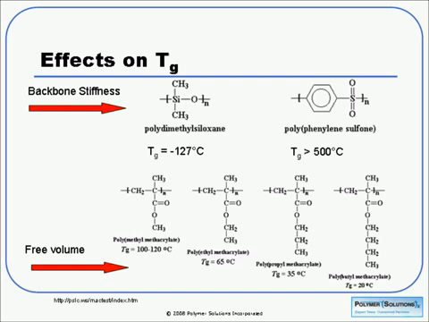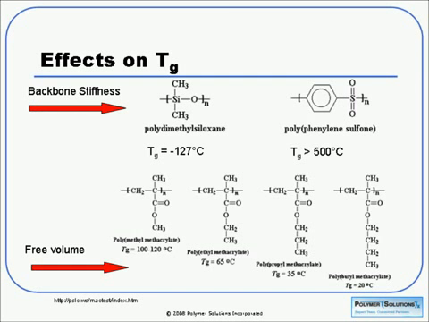I mentioned backbone stiffness is affecting TG, and we have an example of that here. On the top left, we have polydimethyl siloxane. This polymer has an oxygen in its main chain. That oxygen linkage has a lot of flexibility. There can be rotation around that. As such, you don't have to put as much energy into the system to get a lot of mobility, and therefore it has a very low TG of about -127 C. At the opposite extreme, we have polyphenylene sulfone. It has a nice bulky phenyl ring in its backbone, and as such, it's a stiff chain. You're going to have to put a lot more energy in, and its TG, therefore, is much, much higher at about 500 C.